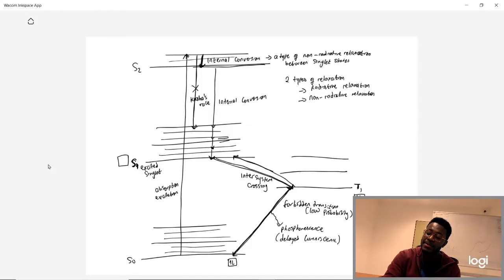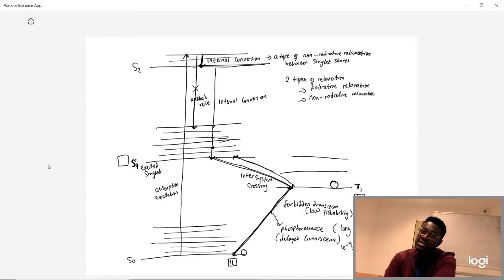So if you have a molecule that goes from S1 to T1, this molecule is going to spend a lot of time here because the probability of going down to S0 is low, right? Since it spends a lot of time in your T1, it's going to go slowly from your T1 to your S0. So that's why phosphorescence takes a long time. It can take from 10 to the power minus 9 seconds up to 10 to the power 1 seconds, or even longer.